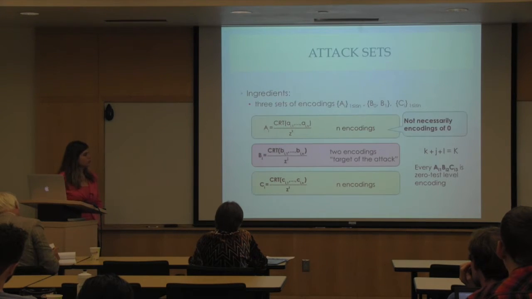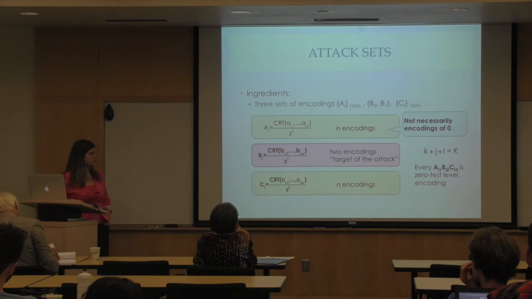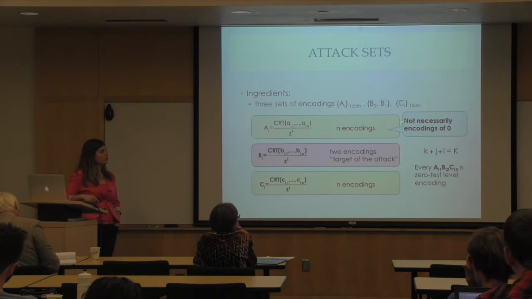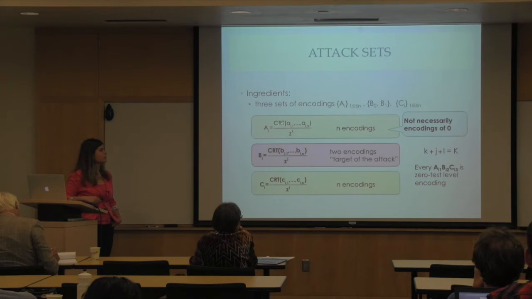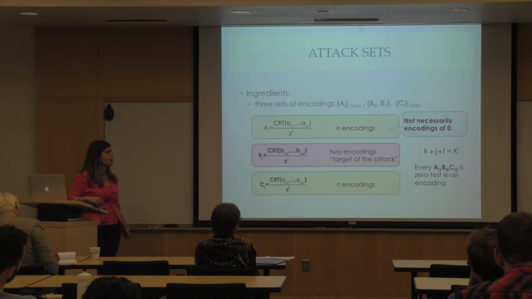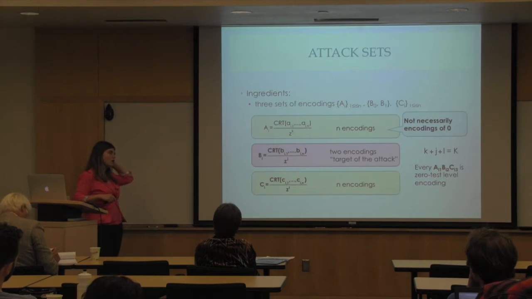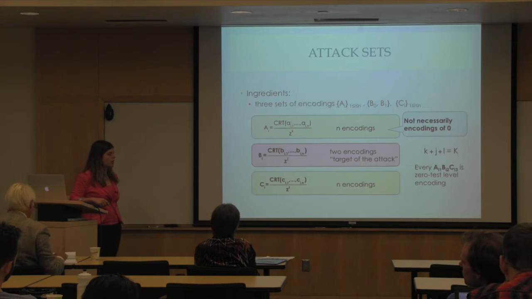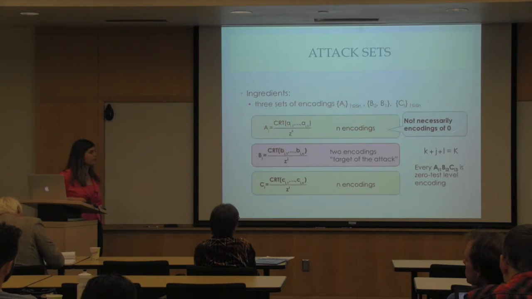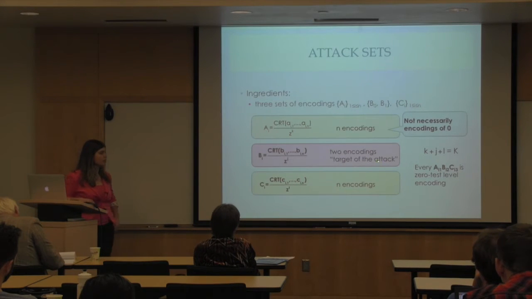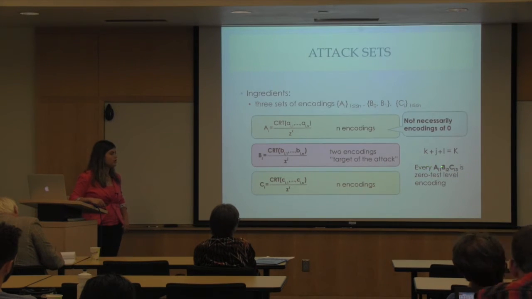So let's remind ourselves what the three sets are that we have. In the original attack of Sean et al., they require that the values encoded in the set A are encodings of 0. We observe that we can execute the same attack even if these are not encodings of 0, as long as we maintain the property that any product of matrices A, B, and C is an encoding of 0 at the 0 test level.